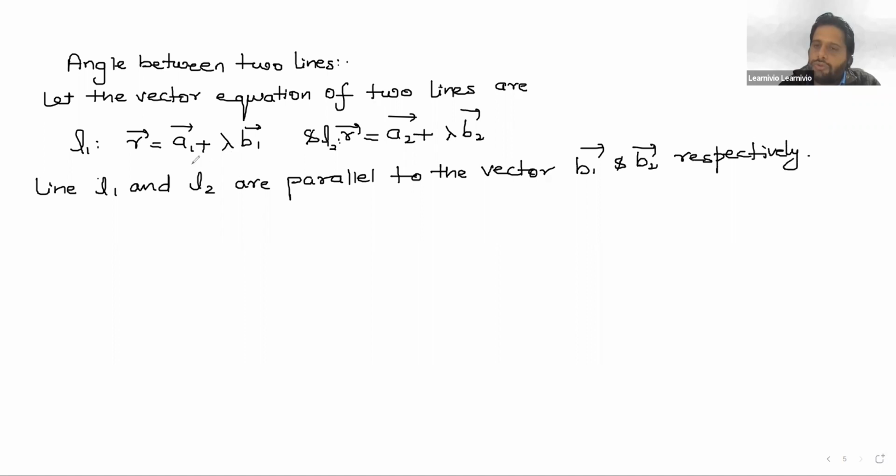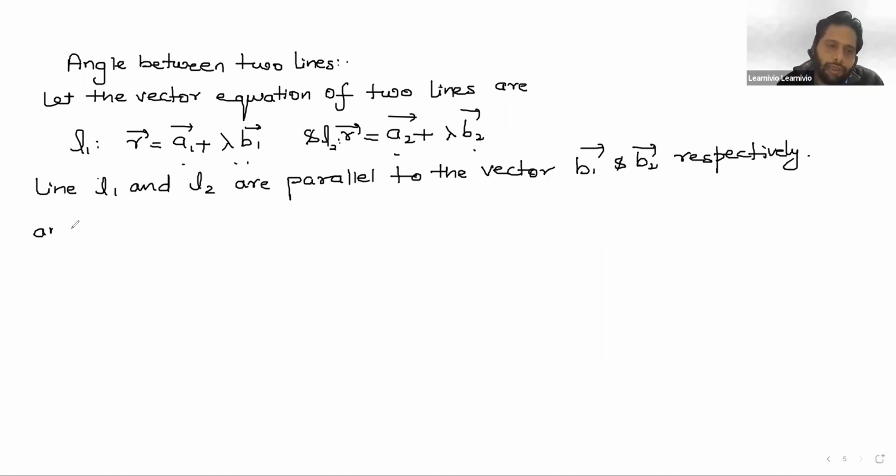This is your standard equation. What is A1? The point through which the line is passing. What is B1? The line is parallel to B1. Similarly, A2 is the point through which the second line is passing, and the line is parallel to B2. So I'm saying that lines L1 and L2 are parallel to the vectors B1 and B2. I hope there is no doubt in this statement.